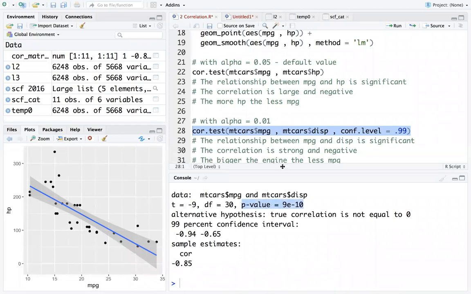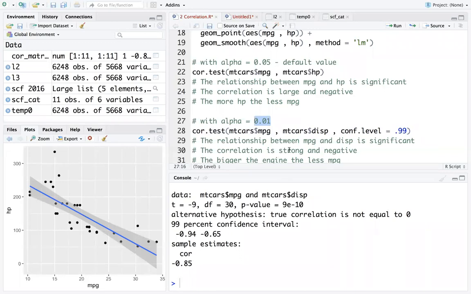Good. So I will say that the relationship is significant. The relationship between miles per gallon and displacement is significant, because my p-value is lower than my alpha 0.01. This is 9 times 10 to the negative 10. In other words, it's 0.9, 9 zeros, and then the number 9. It's a very small number.